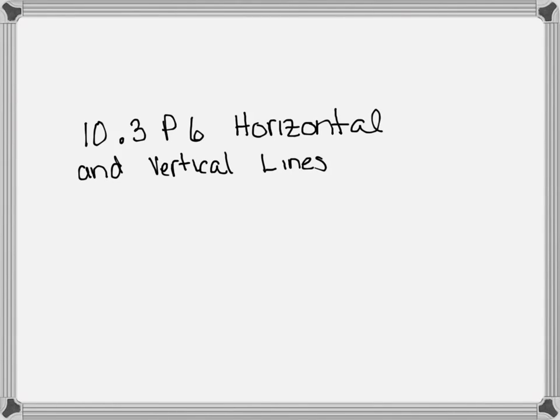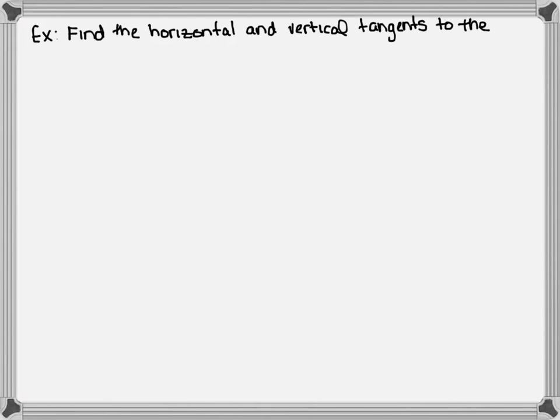Today we're going to learn how to find horizontal and vertical tangents of polar graphs. So in the first example, we want to find the horizontal and vertical tangents of r equals 2 minus 2 cosine theta.